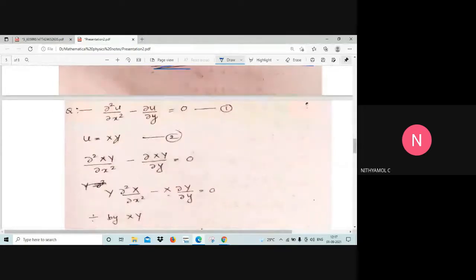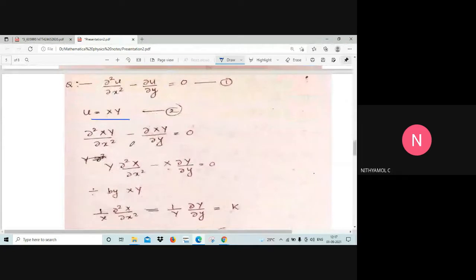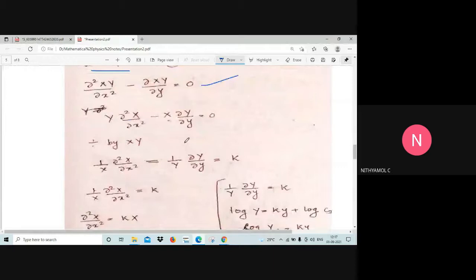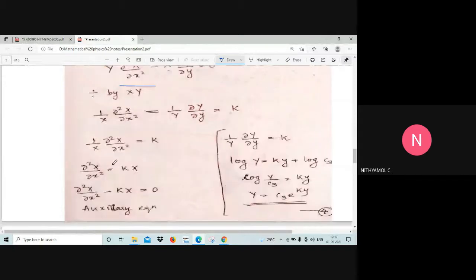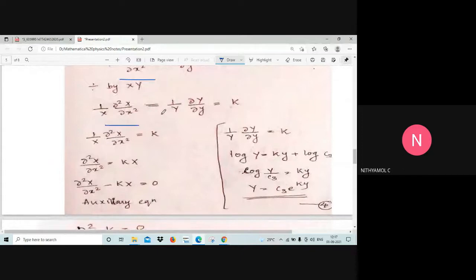Substitute u is equal to xy. So dou square xy by dou x square minus dou xy by dou y is equal to 0. Y into dou square x by dou x square minus x into dou y by dou y is equal to 0. Dividing the equation throughout by xy, then 1 by x dou square x by dou x square is equal to 1 by y dou y by dou y. So we can take this first equation and equate it to a constant.